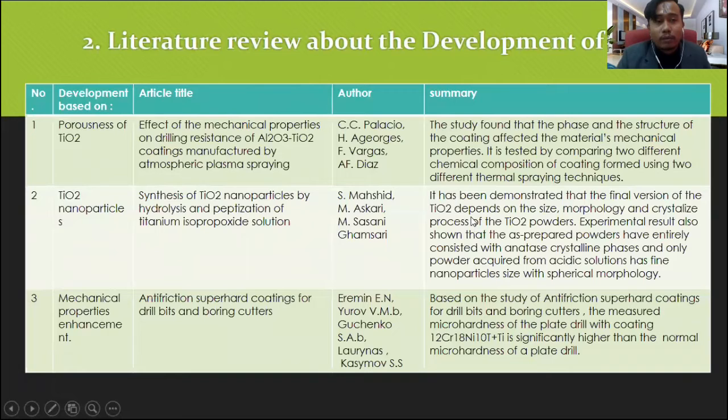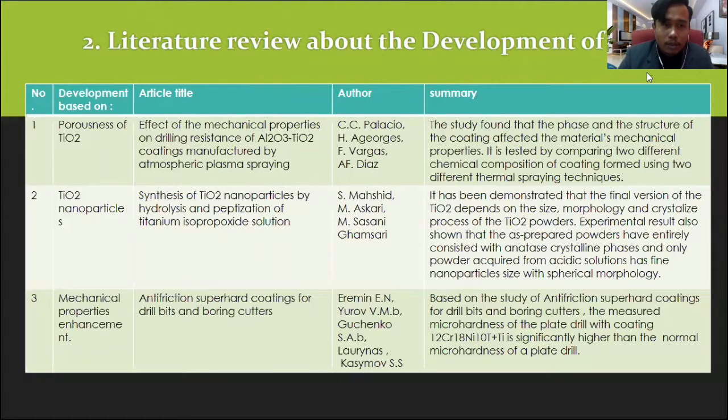So, the second topic is about the literature review. From this, we can see the three main literature about the development of titanium dioxide powders. The first one is the porousness of titanium dioxide powders, by the author C.C. Palacio. This study found that the phase and the structure of the coating affect the material mechanical properties.